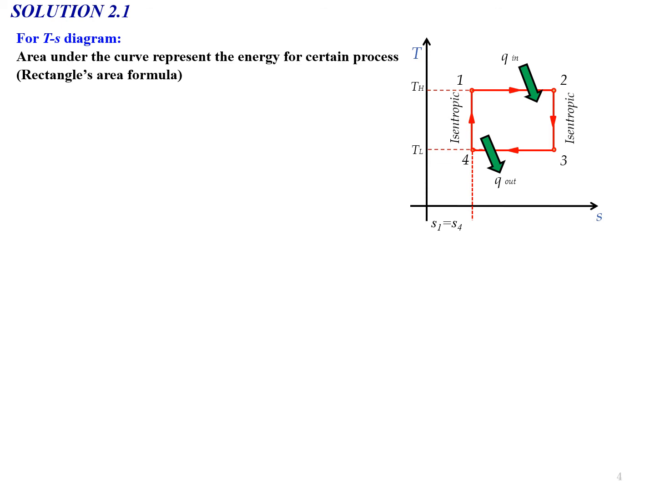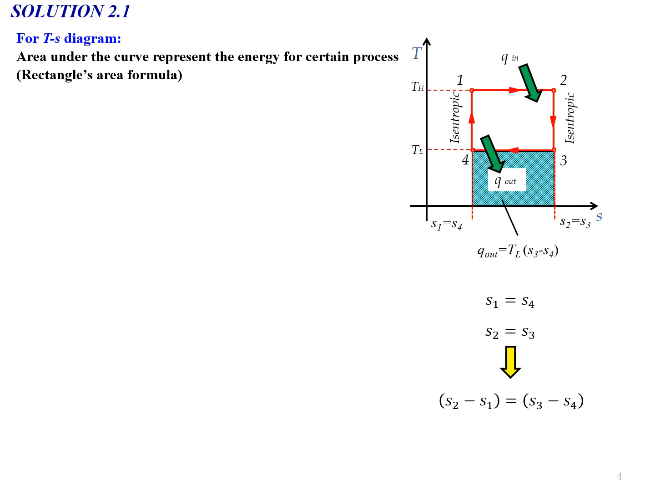We know that the entropy in state 1 is equal to state 4, and state 2 is equal to state 3. As I already explained, S1 is equal to S4, S2 is equal to S3, and from here we know that S2 minus S1 is equal to S3 minus S4. From this, the area under the process is the energy for Q out, and the area under the curve is the energy for Q in, the overall energy. As you can see here, Q in also covers Q out.